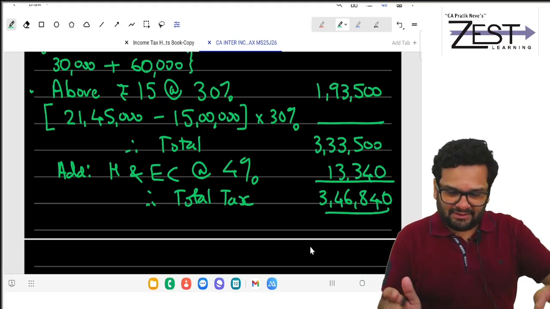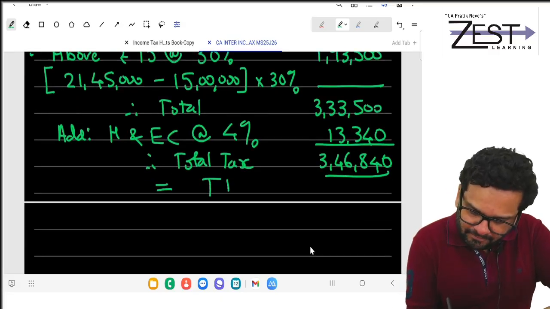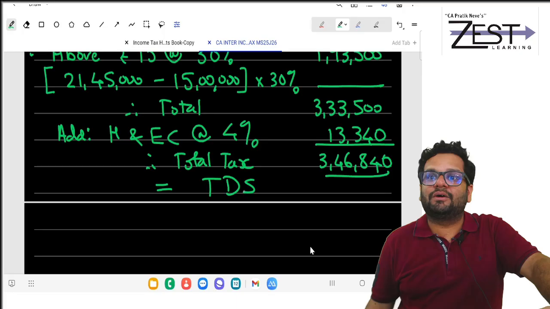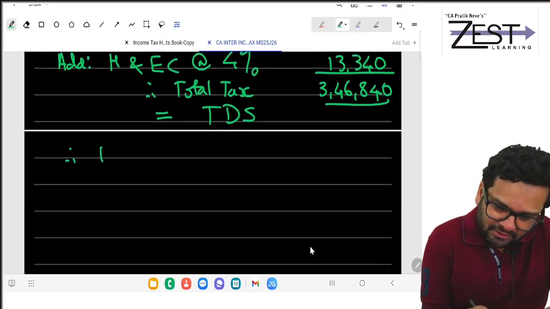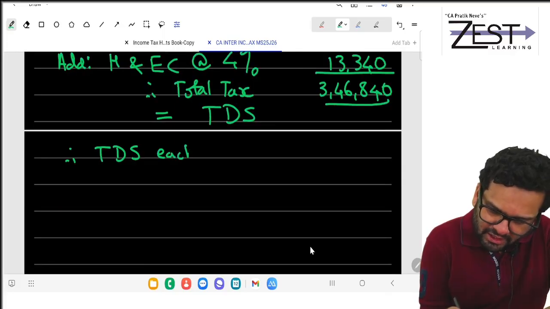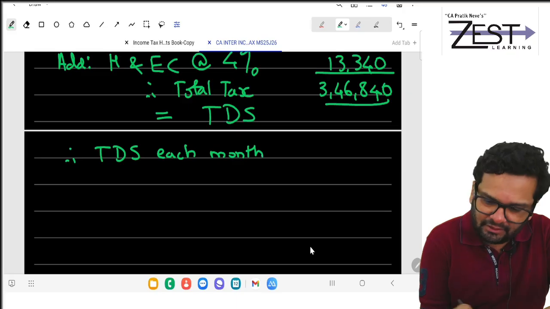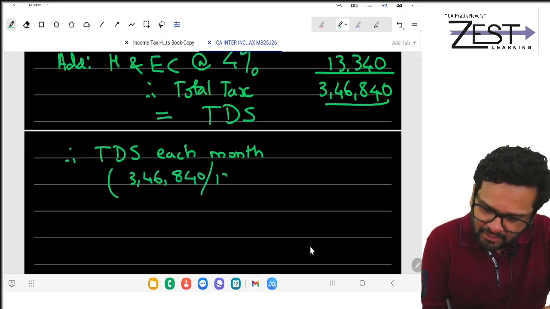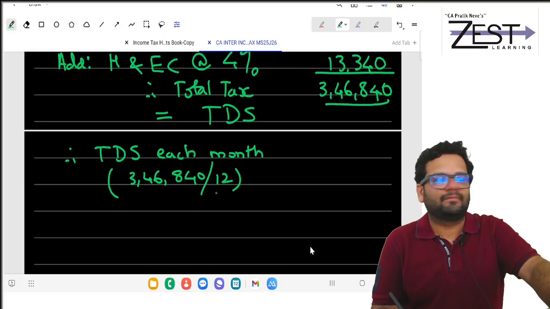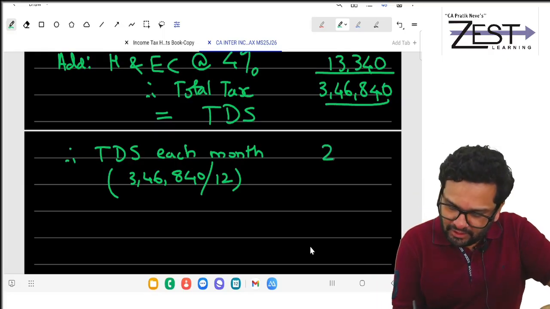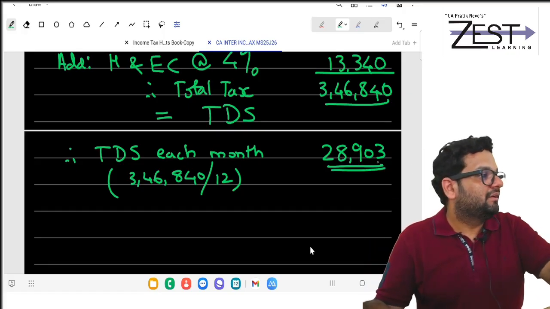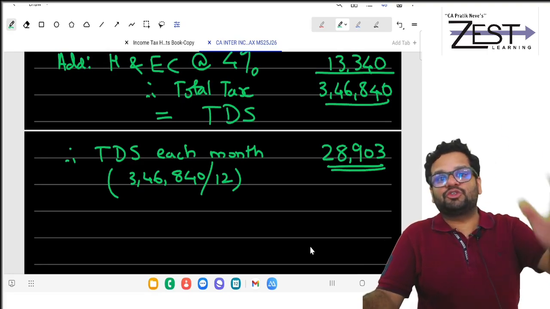This is the total tax, which is equal to TDS, but this TDS is for full year. It will not be done at once. So what will be TDS each month? TDS each month will be 3,46,840 divided by 12, 28,903. This is pain for the employee.